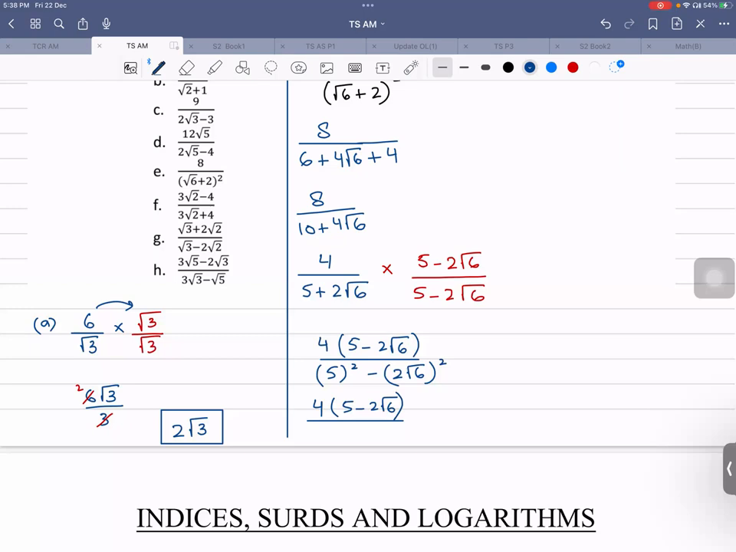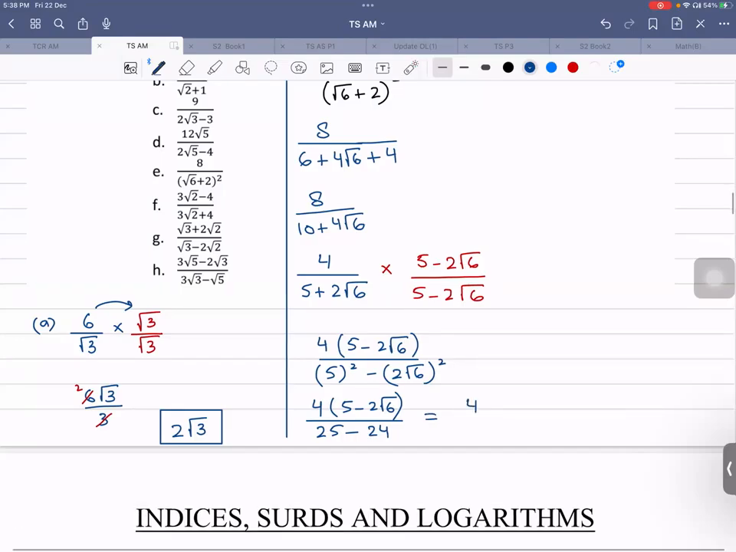Okay, so what happens to the denominator? 25 minus, what is the square of 2 root 6? 24. And 25 minus 24 is 1. So we are only left with the numerator.